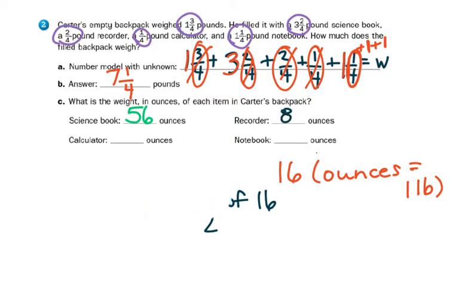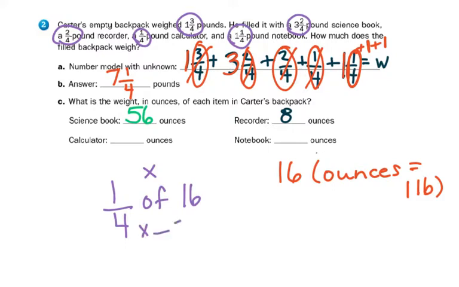The calculator. The calculator is 1/4 of 16 ounces. So here's a little clue. Of means to multiply. So 4 times what would give me 16? Well, 4 times 4 would give me 16. So 4/4 altogether, 4 plus 4 plus 4 plus 4 would give me 16. So the calculator is 4 ounces. 1/4 of 16 is 4.